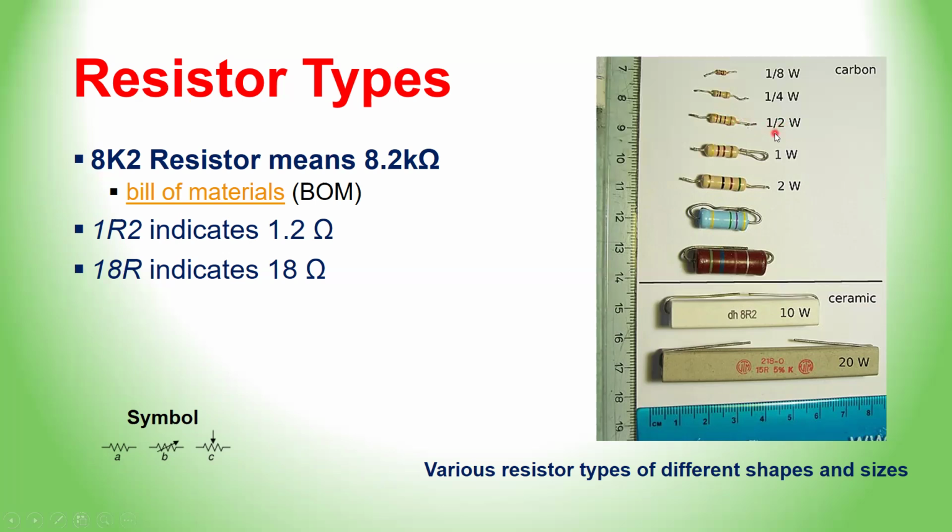So you generally choose a resistor whose power rating is higher than the maximum power that will be dissipated in that part of the circuit.